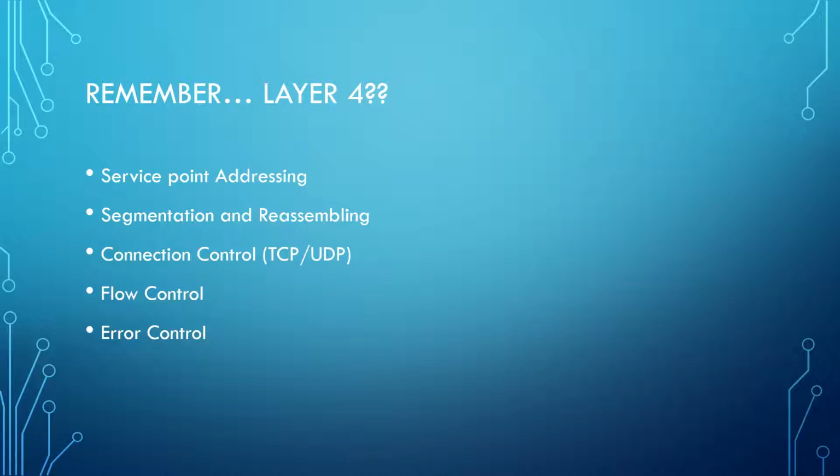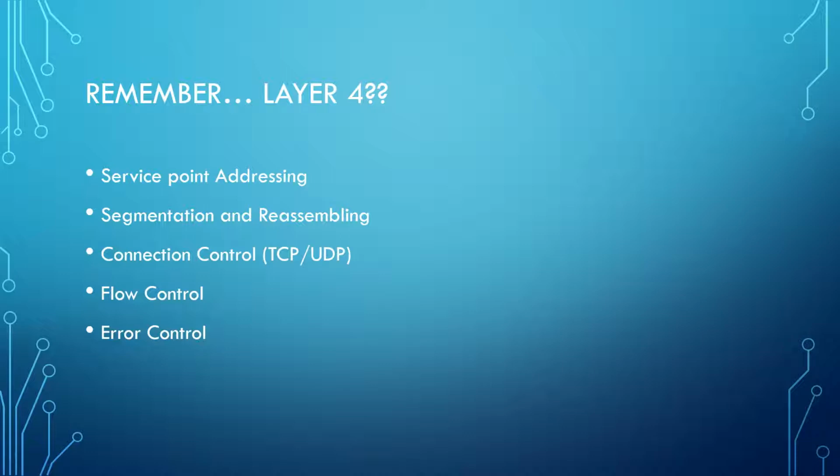So we have the service point addressing. The transport layer header includes the service point address, which is the port address. This layer gets the message to the correct process on the computer, unlike the network layer, which gets each packet to the correct computer.